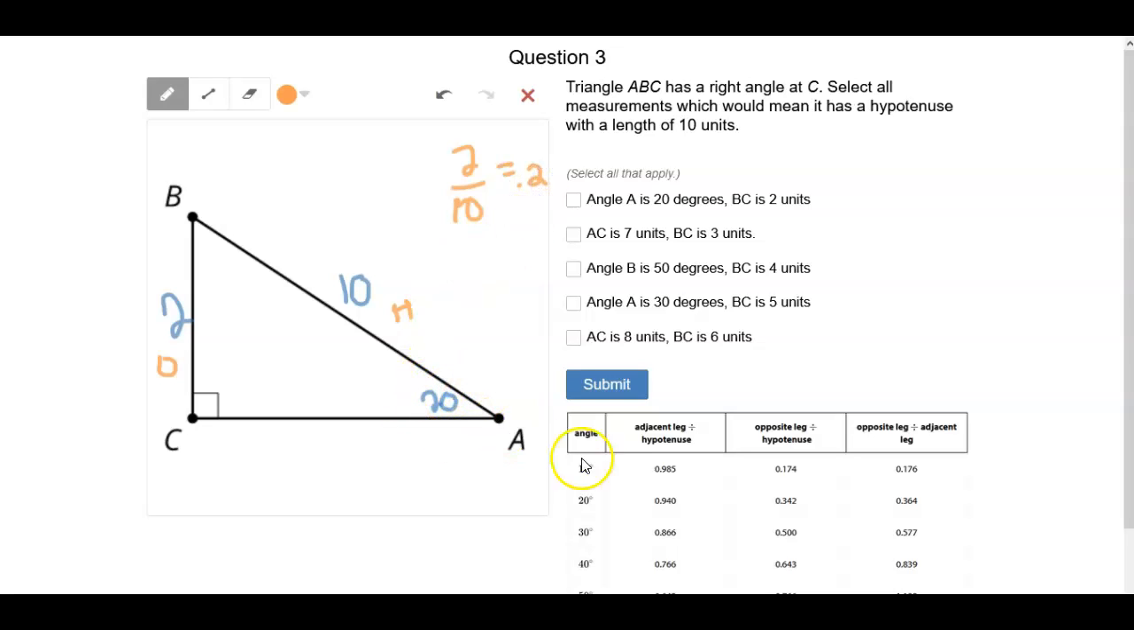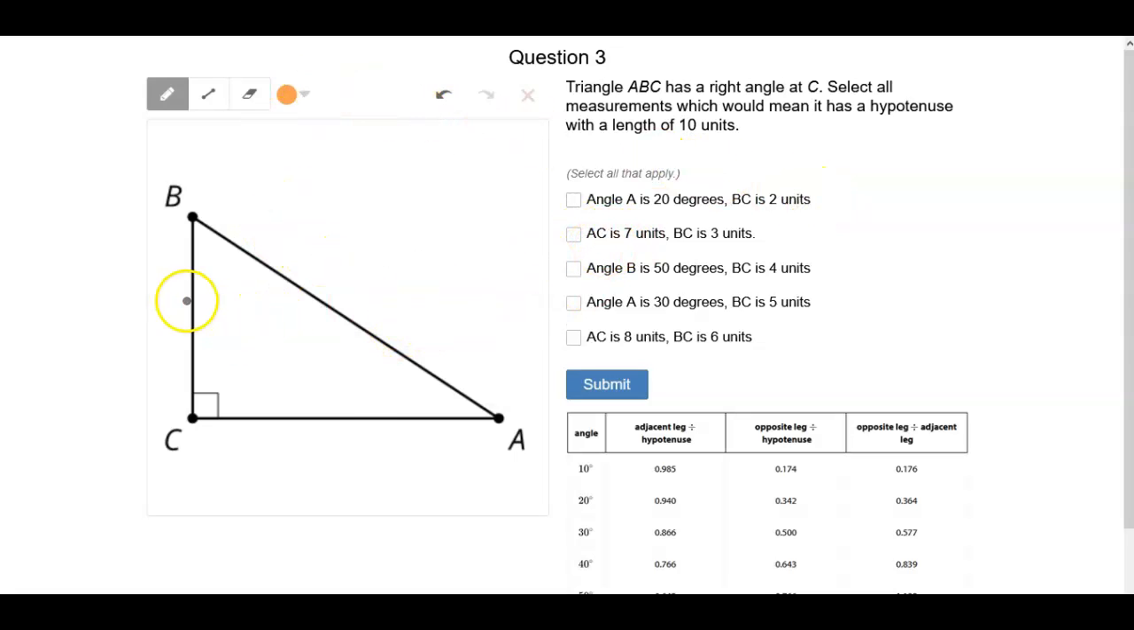And so if we look at the angle here, which is 20 degrees, and we look at the opposite over hypotenuse, we get 0.342. And since this number here doesn't match this number here, this one cannot be a solution. So this one would not give us a hypotenuse with a length of 10 units.